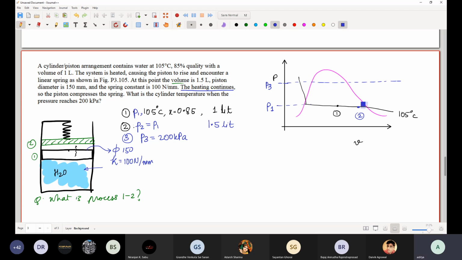Okay, we don't have any other information. So state 3 will be somewhere on this curve. But now the question is, what is process 2 to 3 on the PV diagram? How will the process look?